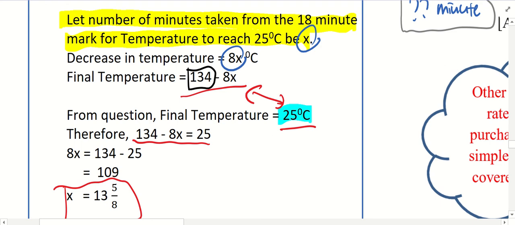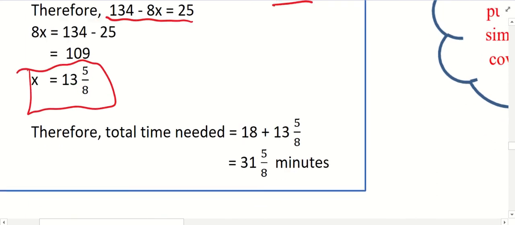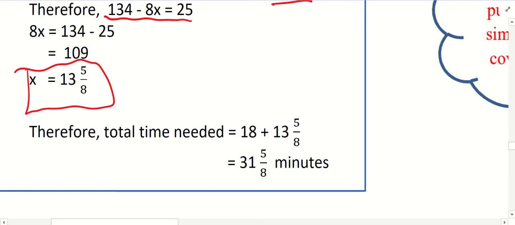So what the question asks for is the final time when the temperature reaches 25 degrees Celsius. So total time needed, we take 18 minutes plus your x, which is 13 and 5 over 8. So arrive at your final answer, 31 and 5 over 8 minutes. This is the total amount of time from the start for the metal to cool from 400 over degrees Celsius to room temperature, 25 degrees Celsius.